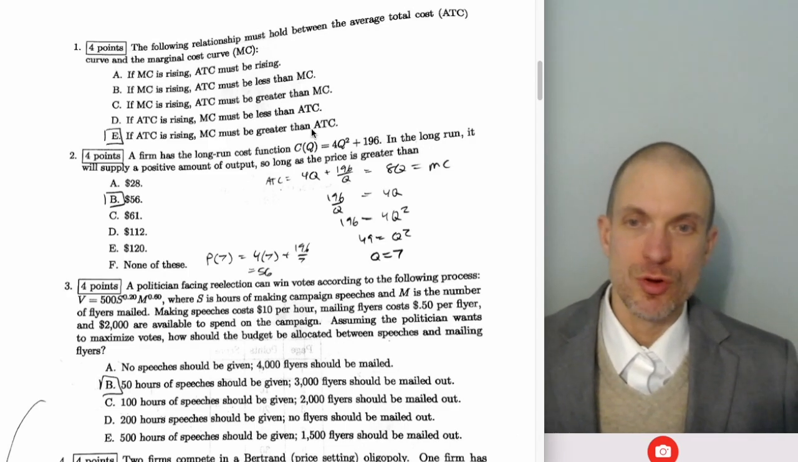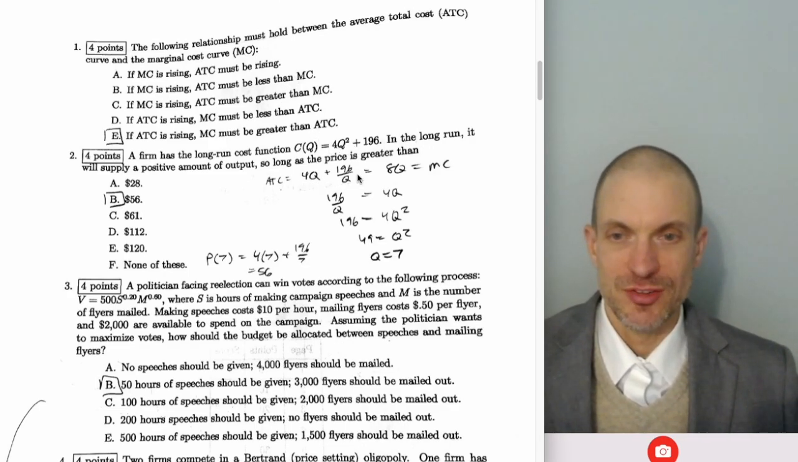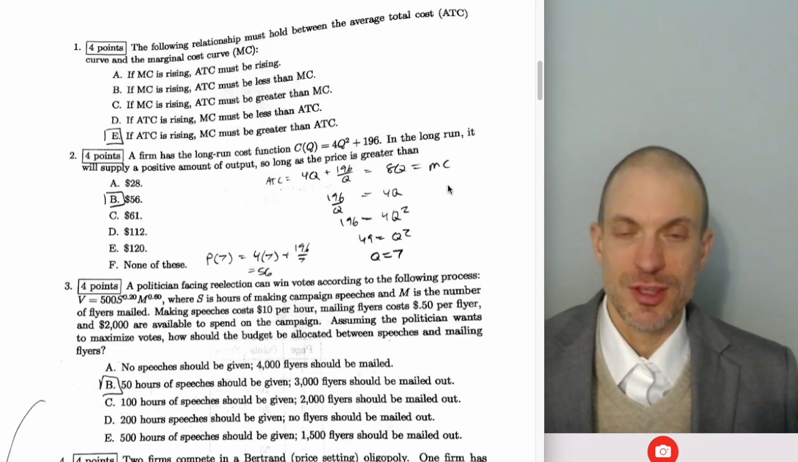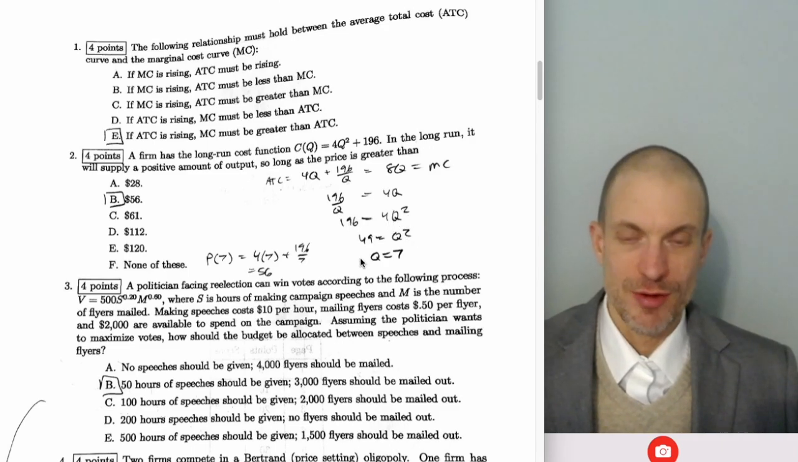So I found average total cost. That's going to be total cost divided by output. So it's going to be 4Q plus 196 over Q. And then marginal cost is just the first derivative with respect to Q. It's just 8Q. Setting these equal, I get 4Q plus 196 over Q is equal to 8Q, so 196 over Q is equal to 4Q. Multiplying through by Q, I get 196 is equal to 4Q squared. Divide through by 4, I get 49. Square root of 49 is 7.